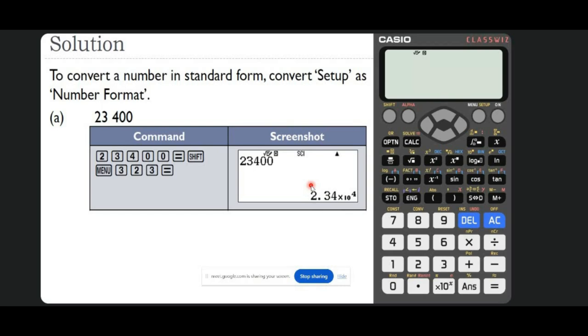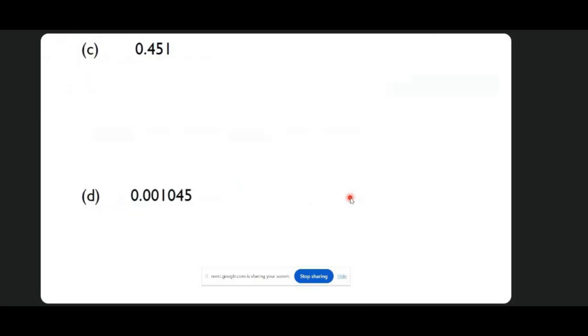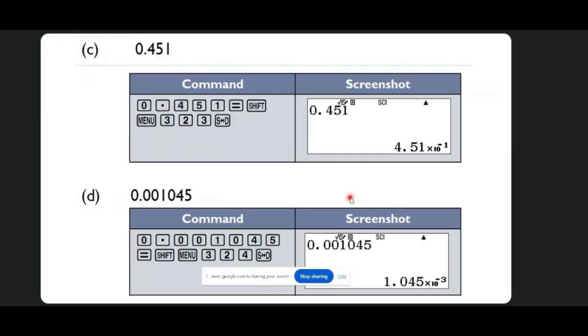2.34 times 10 to the power of 4. So if you change your calculator into the number format, then you need to initialize all before you do another question.